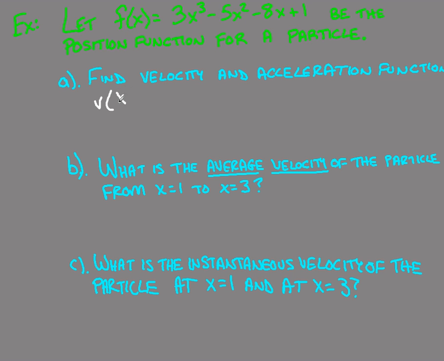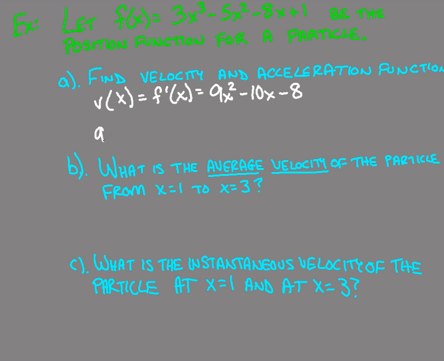Velocity, we just said on the last page, is the derivative of the position function. So our position function was given here. We just take the derivative to get the velocity function. So the derivative with our power rule: 9x squared minus 10x minus 8. That is your velocity function.